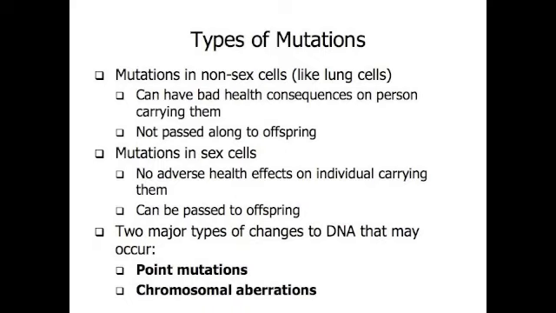Individuals inheriting mutations from a parent can be at risk for diseases such as breast cancer or cardiovascular disease. Inherited mutations can also have an effect before birth, sometimes causing miscarriages or birth defects. The changes to DNA caused by mutations are generally of two types: point mutations and chromosomal aberrations.